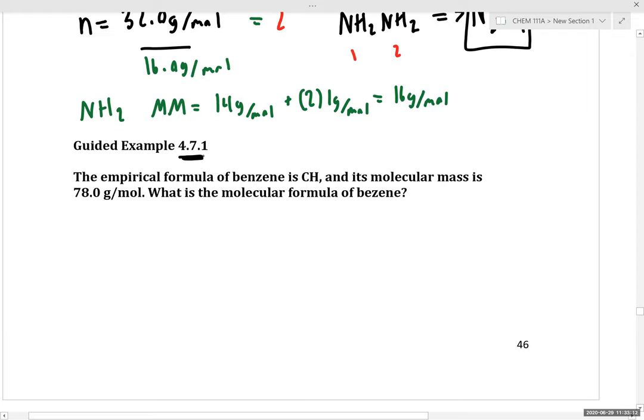4.7.1. So we're given that the empirical formula of benzene is CH and its molecular mass is 78 grams per mole. And I'd like you to calculate and determine the molecular formula of benzene. So let's spend about 3 minutes on this example, and then we'll come together as a group to discuss.